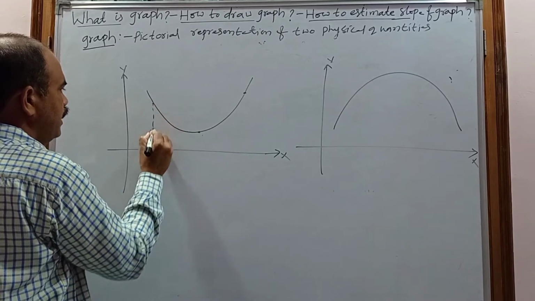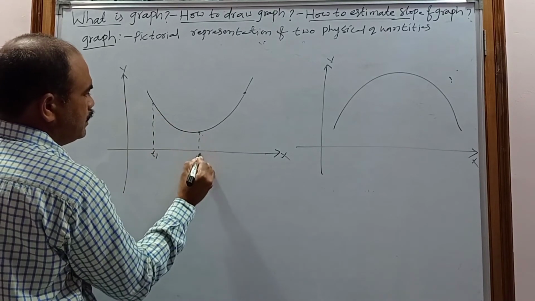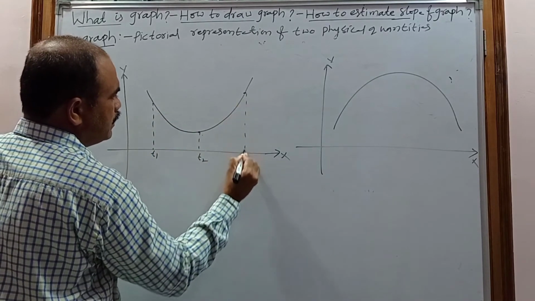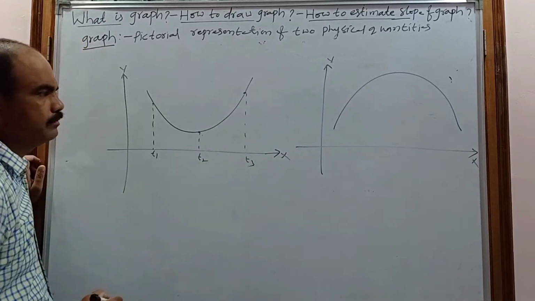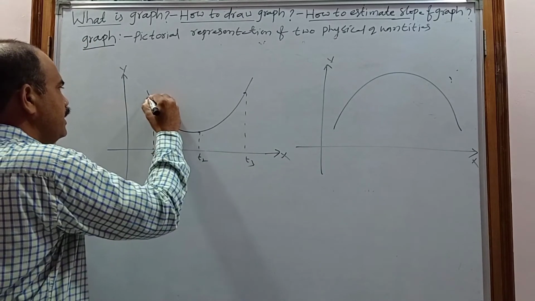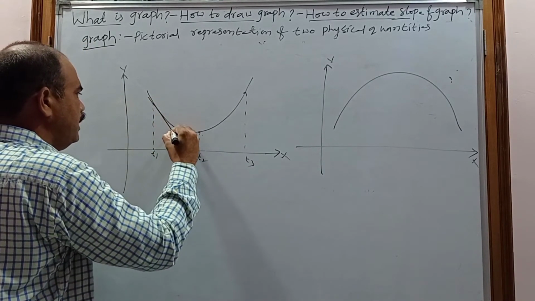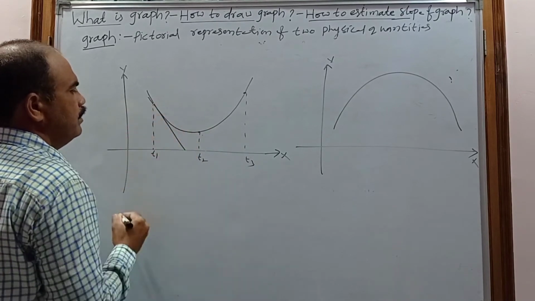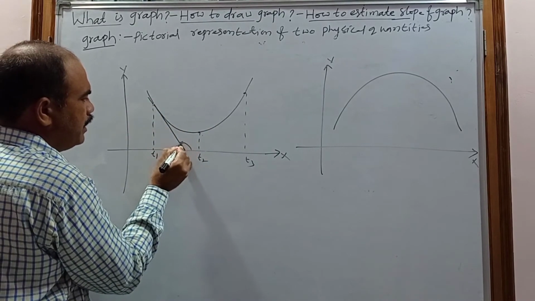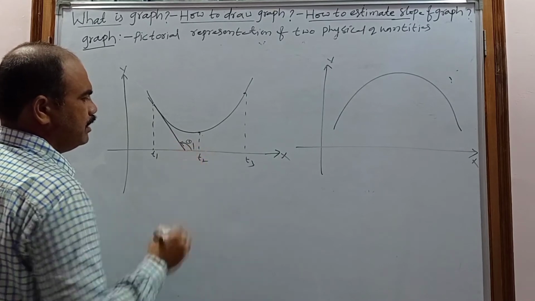So these are at the t1 time, this is at the t2 time, and this is at the t3 time. Now observe when we draw the tangent. This is a tangent drawn at the t1 time. So how much angle does it make? This is the angle. Now consider this is theta 1.